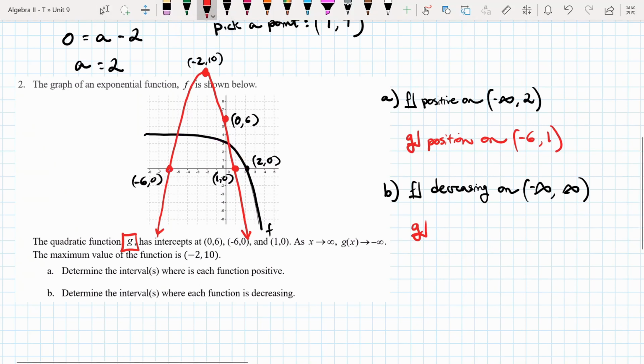Okay. And g of x is going to be decreasing when it's going down from left to right. So we're going to start here, and then it's going to go down from left to right here. And so g of x is decreasing on the interval. It's going to be the x value of the maximum point, which is negative 2. And then if we're going to the right forever, it's positive infinity. Not negative infinity, because it's not up and down, it's left to right. So it's going to be from negative 2 to infinity.